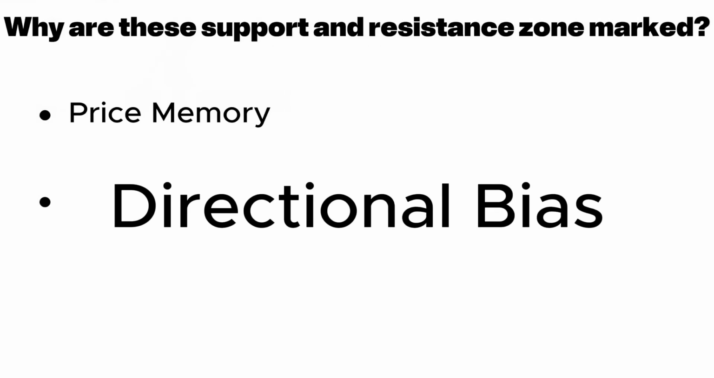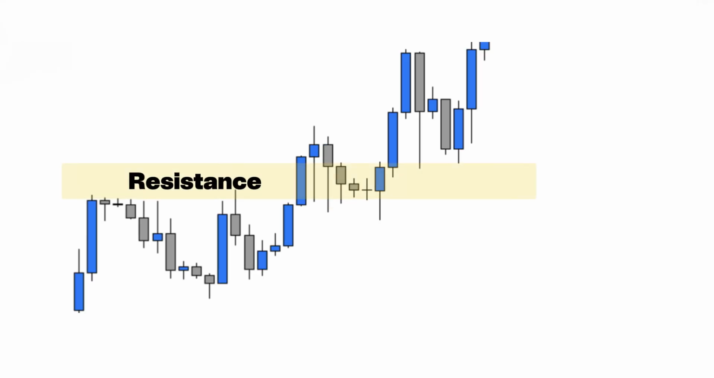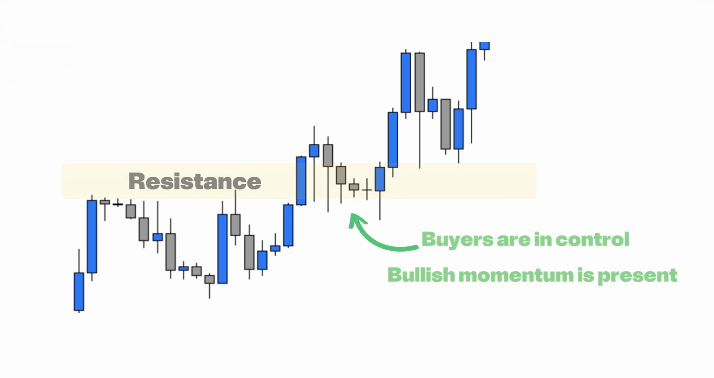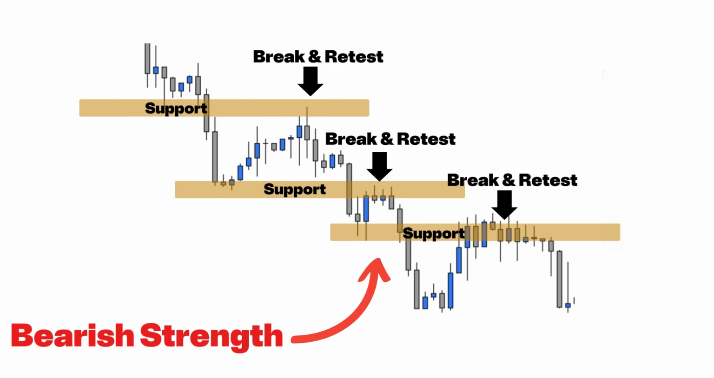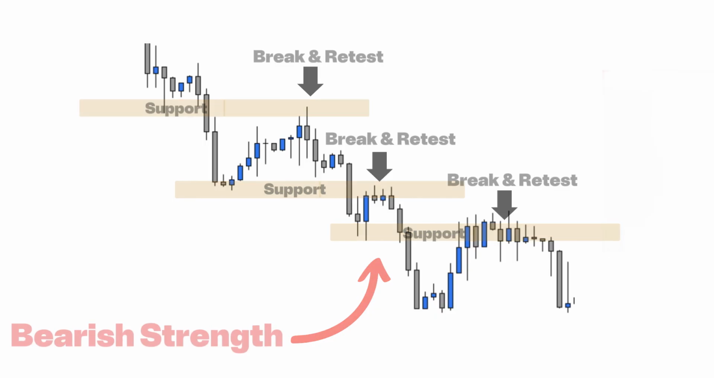Second, directional bias. When price breaks and holds above resistance, it tells us buyers are in control and bullish momentum is present. When price breaks below support, it signals bearish strength. Identifying overall direction is the first thing you should do when you open up your charts before thinking about entries.